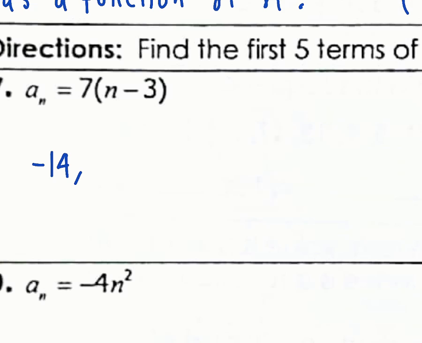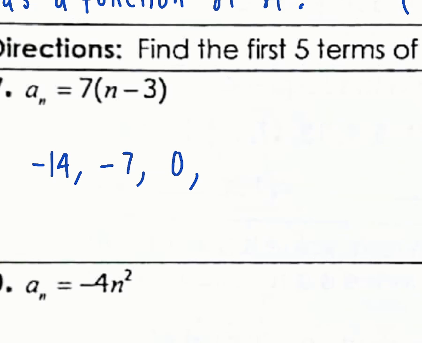How do I find my second term? Plug in 2. What's 2 minus 3? Negative 1 times 7. Negative 7. See, I didn't base it on negative 14. If I wanted to find my second term, I just plugged in 2. What do I do if I want to find the third term? Y'all not catching yet? 3. I plug in 3. What's 3 minus 3? What's 0 times 7?